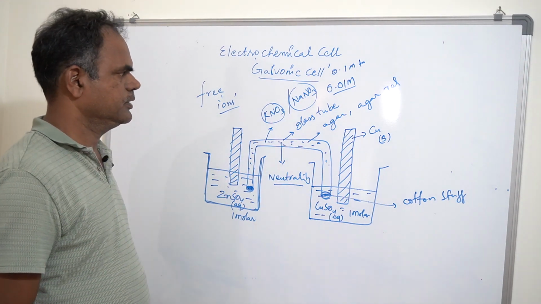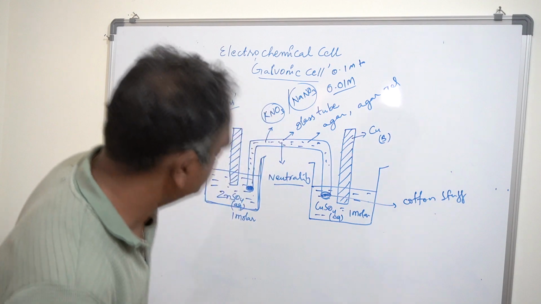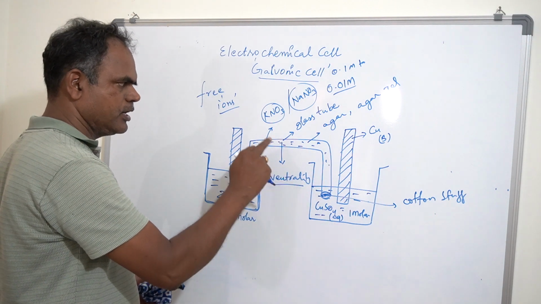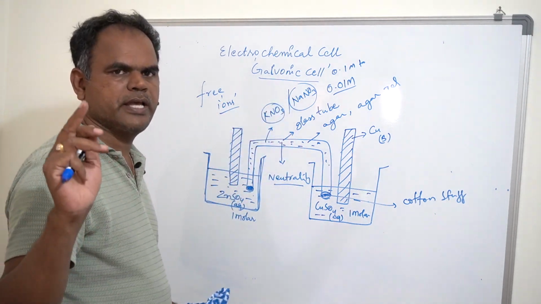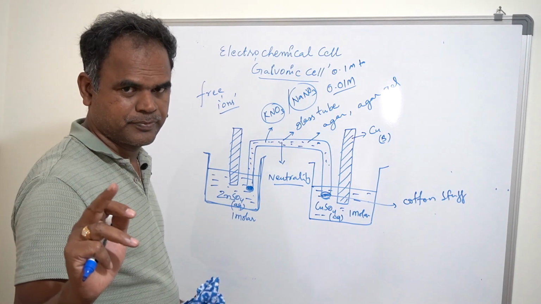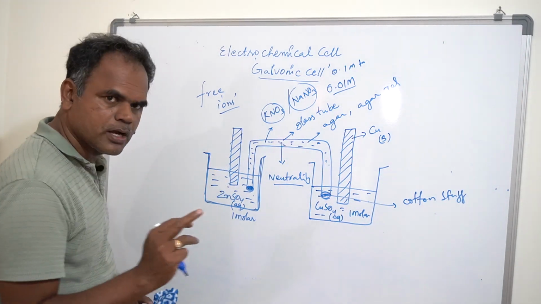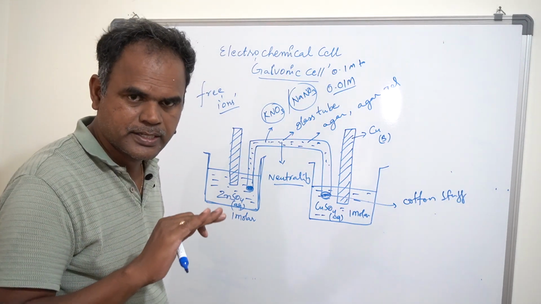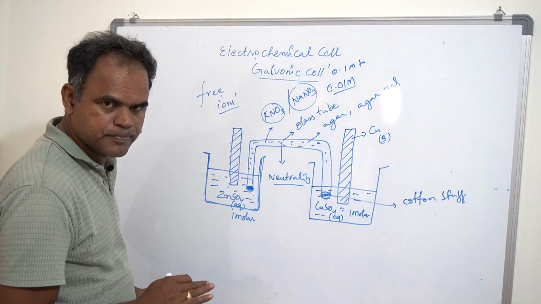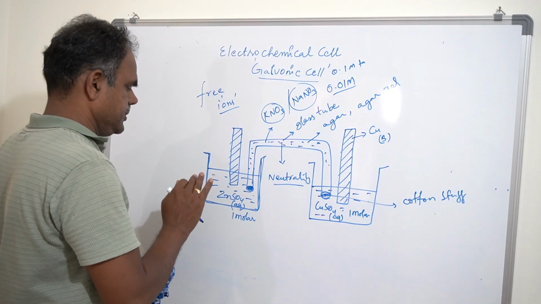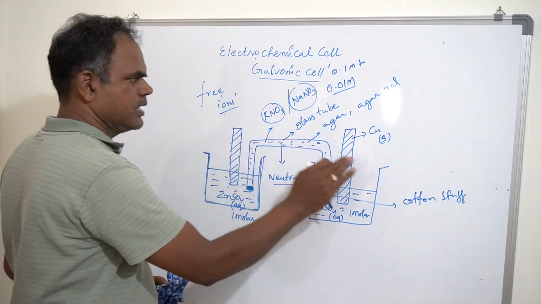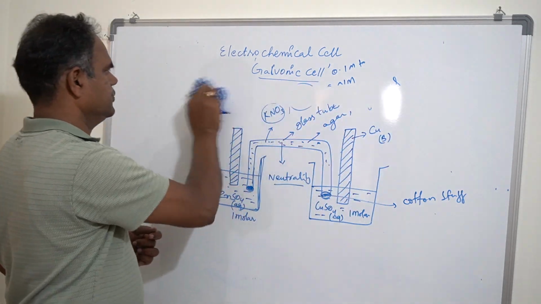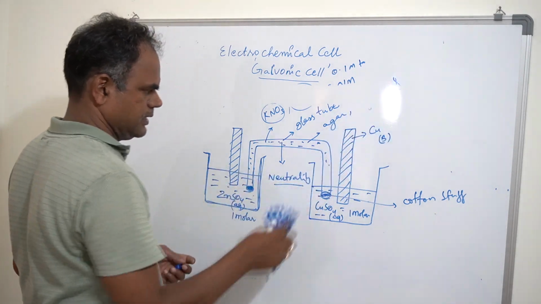So now two half cells are connected by a salt bridge containing a saturated potassium nitrate or sodium nitrate solution. The main function of the salt bridge is that it maintains electrical neutrality of the electrochemical cell. It maintains equilibrium between two half cells. Now this is one half cell, this is another half cell, both connected by it. So now we have to join these two half cells.